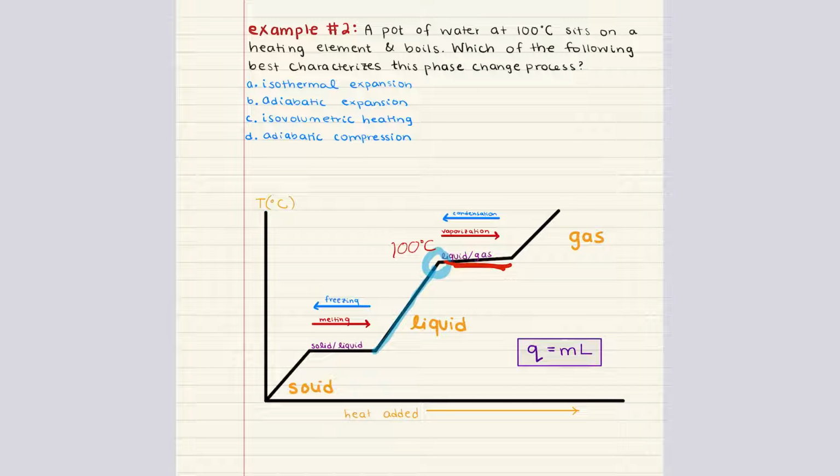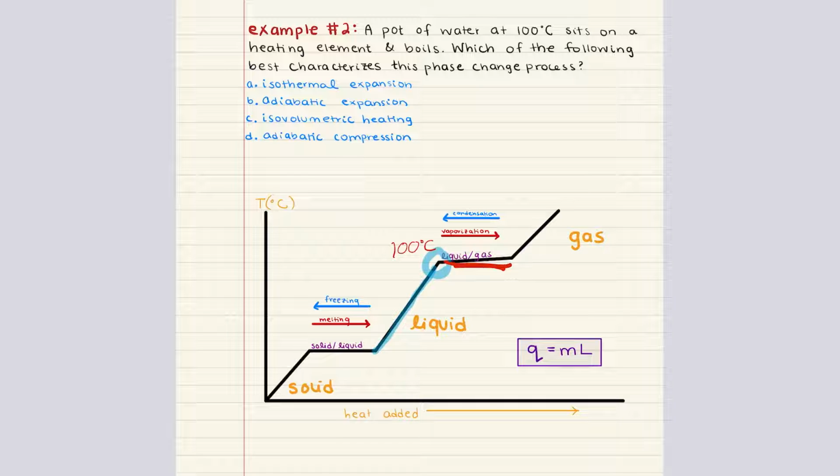Answer choice A says isothermal expansion. Now, isothermal process occurs at constant temperature. For boiling water here, the temperature remains at 100 degrees Celsius during the phase change from liquid to gas. Now, it is also expanding because as the water is boiling, it expands into steam. So isothermal expansion is a pretty good description of what is happening in our problem. Let's keep that in mind as we work through the other answer choices.